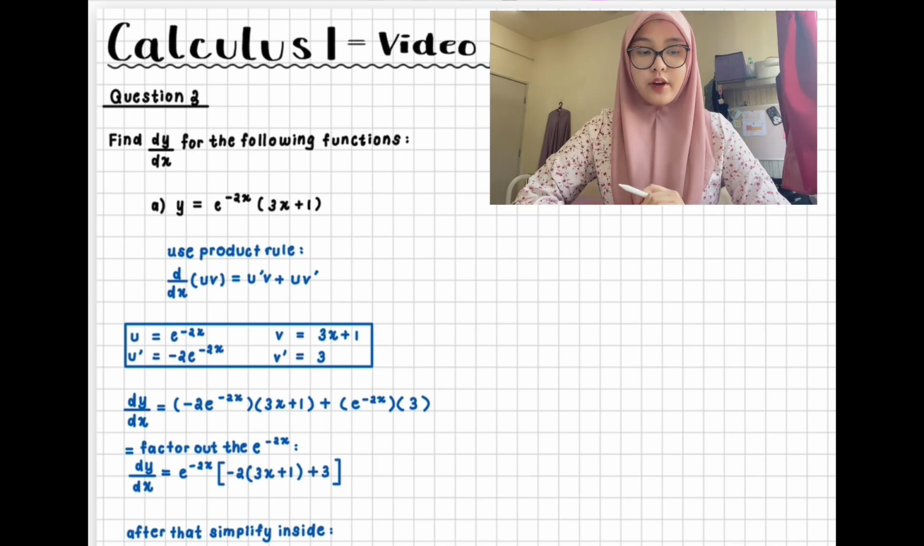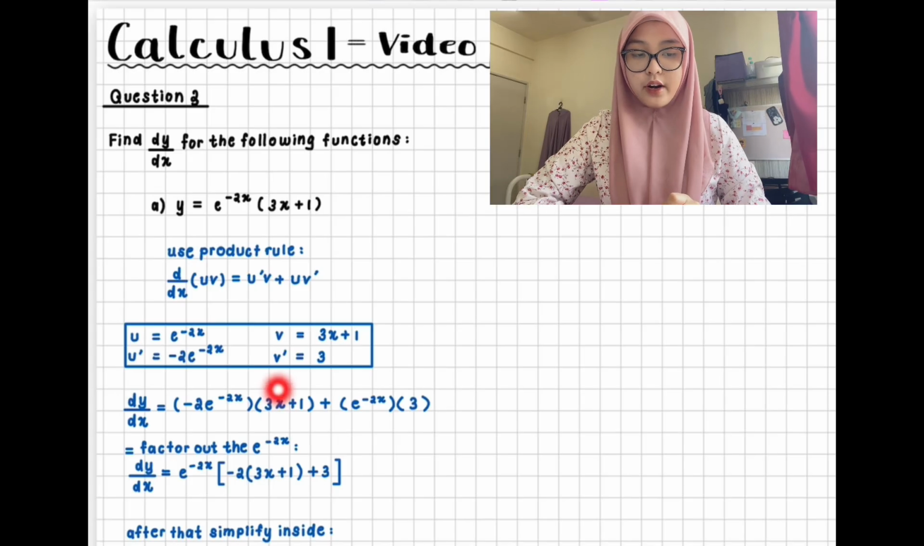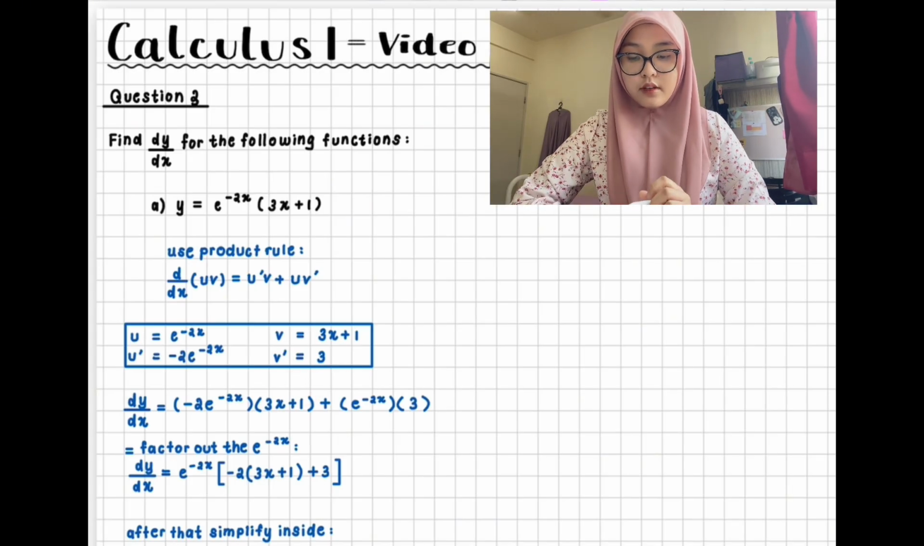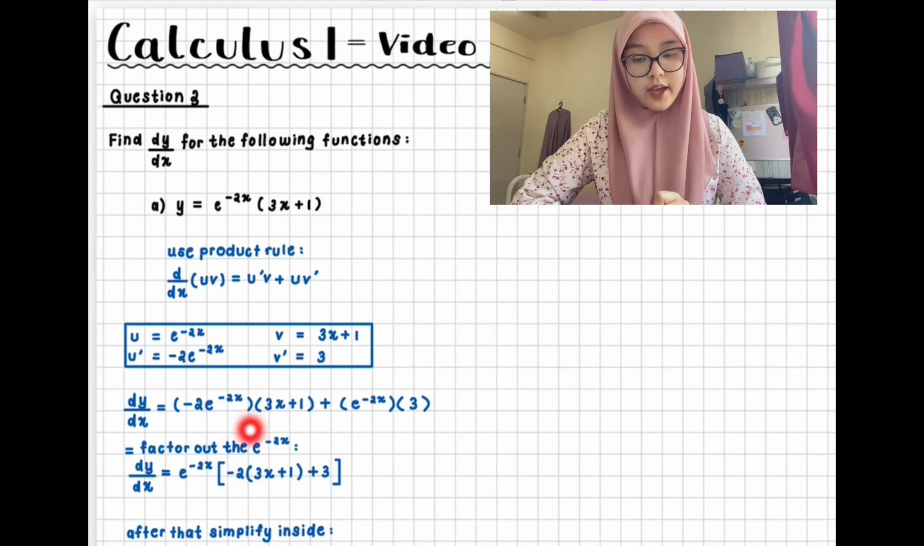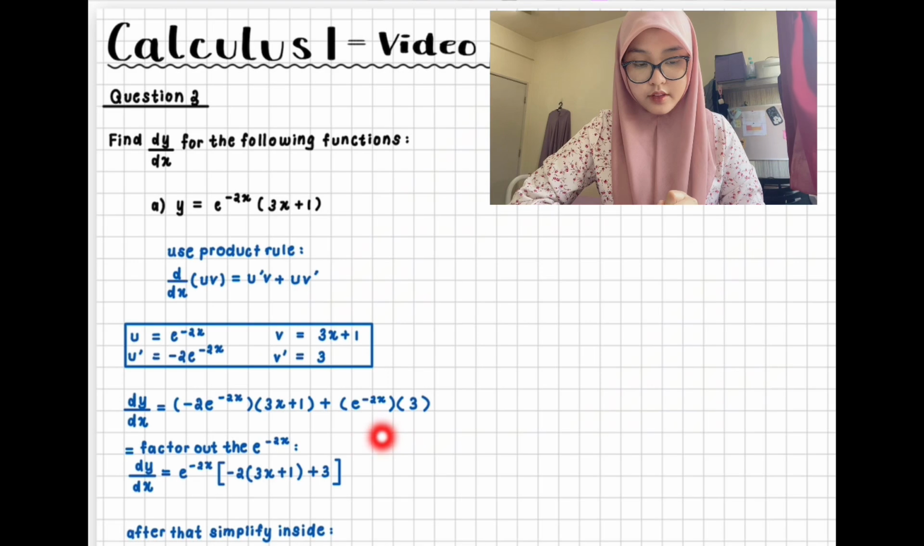Step 2, find u prime and v prime. u prime equals negative 2e to the power of negative 2x. Meanwhile, v prime equals 3. Step 3, apply the product rule. dy over dx equals negative 2e to the power of negative 2x times (3x + 1) plus e to the power of negative 2x times 3.